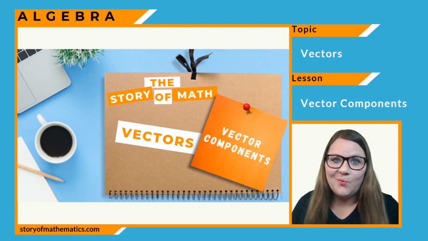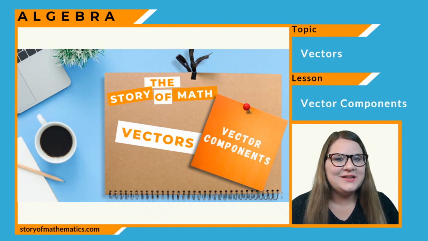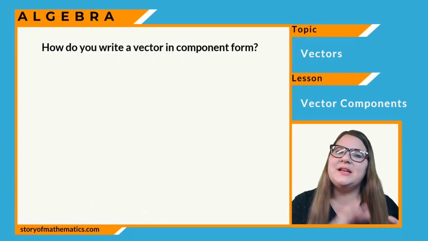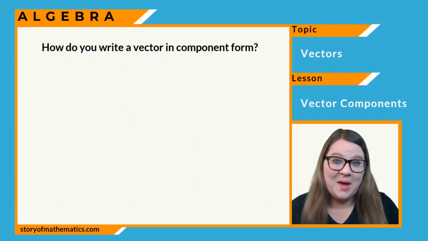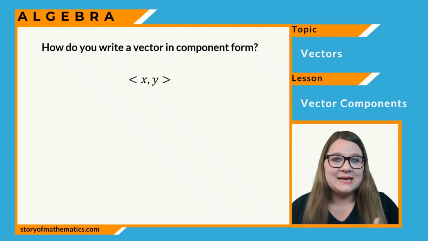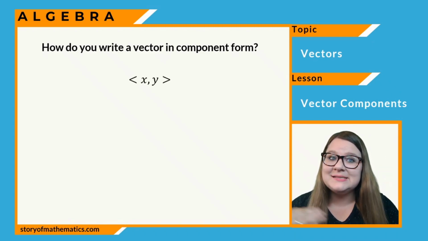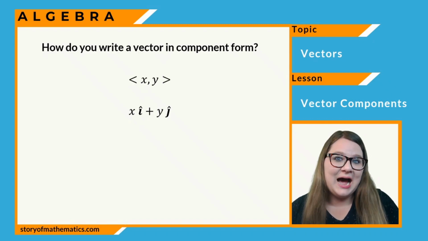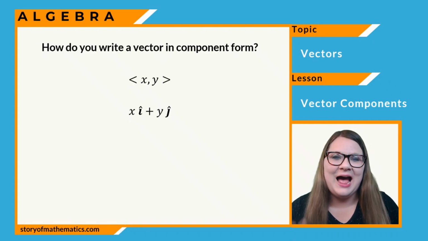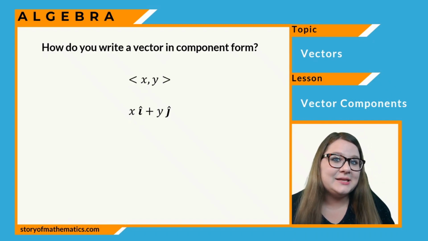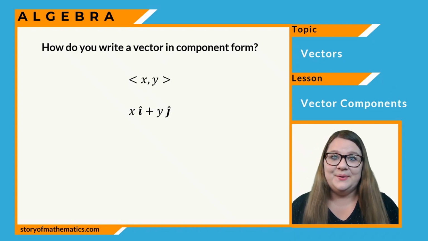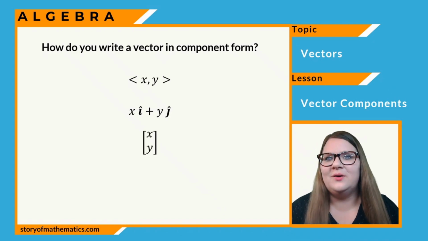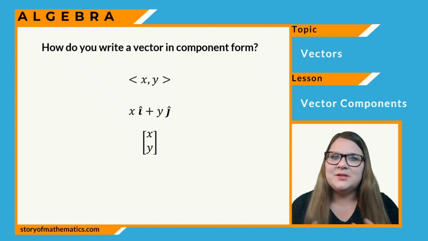Hi, in this video, we're going to talk about vector components. Now, one of the things you have to know is that you can write vectors in component form multiple ways. You can do it as x, y with the arrow brackets. You can do xi plus yj, where i and j indicate the horizontal and vertical components, or you can write it in the vertical column format. All of these are totally valid.